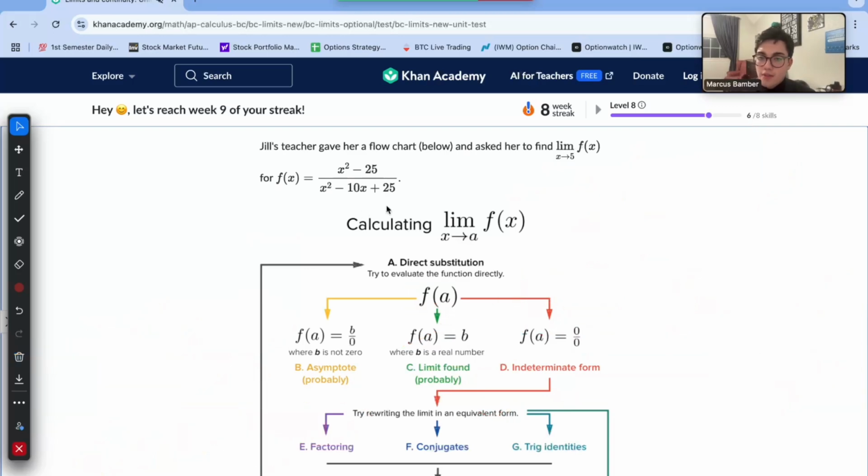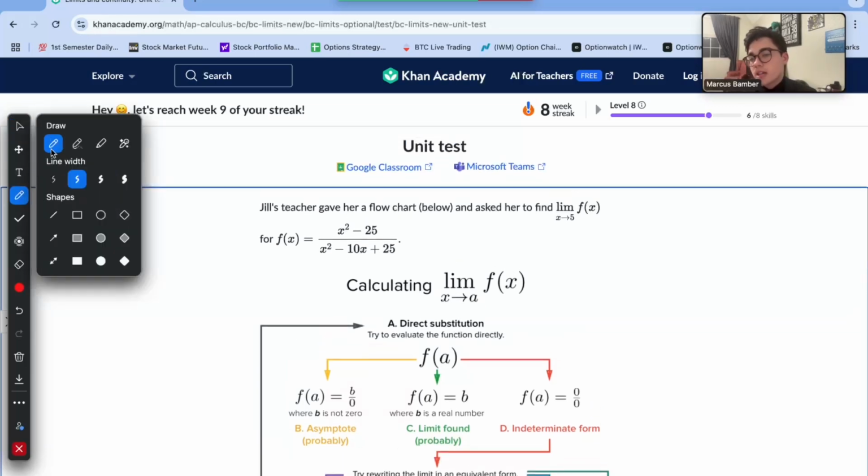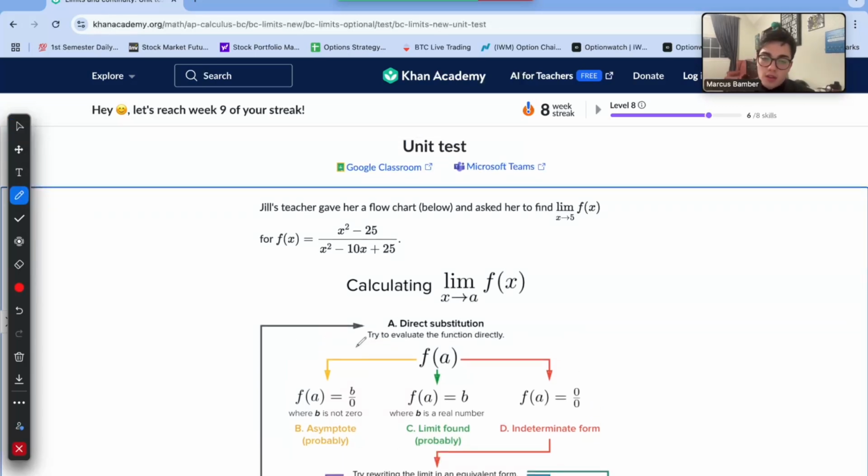Okay, we have this function up here. We're going to use a flowchart to find the limit of f of x as x approaches 5. So we're just going to take this step by step and then use this flowchart to map our steps at the very end. Okay, first step is to directly substitute to see what we're dealing with.